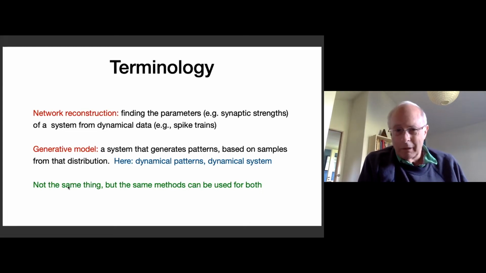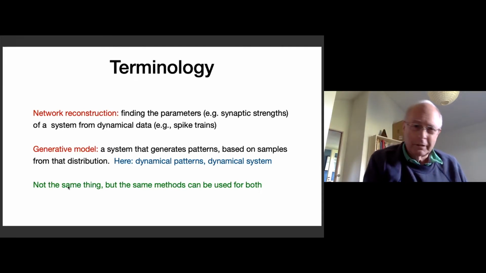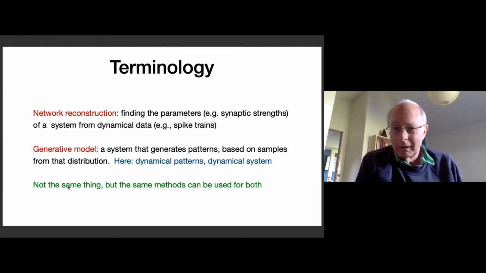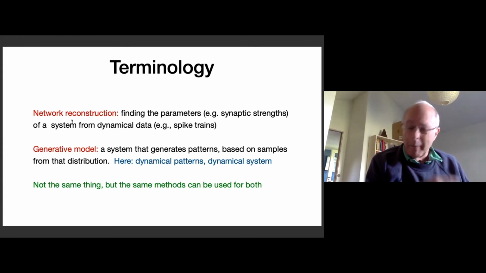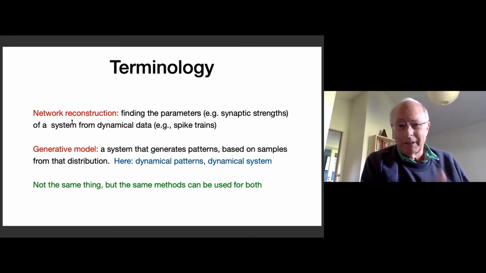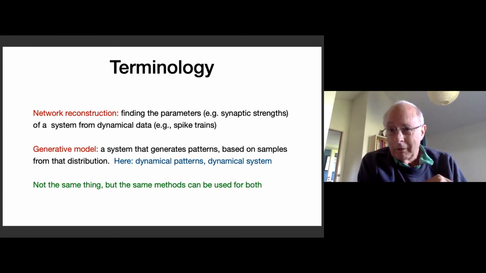For a generative model, you might have the same model, but you're using it for something else, right? You're given a system that generates some patterns, and you want to make your own system that generates patterns that are statistically indistinguishable from them. Okay, so that's a generative model. And as I implied a minute ago, these are not the same thing, but you can use the same methods for both of them.